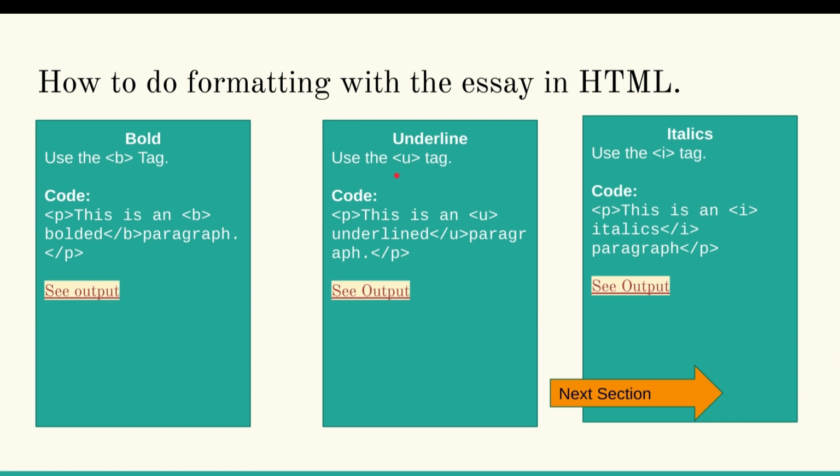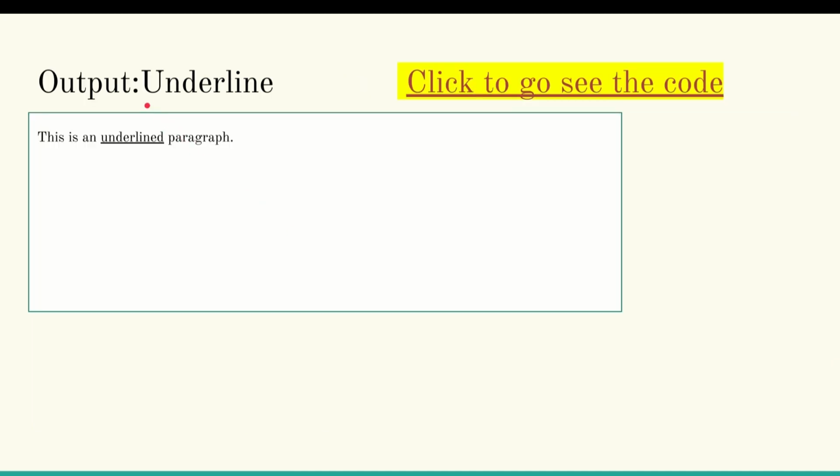Now, to underline words, you have to use the U tag. The code will be the opening P tag and closing P tag. Inside the P tag, you would write, this is an underlined paragraph, with the word underlined having an opening and a closing tag around it. So you can see, that's exactly what it got.